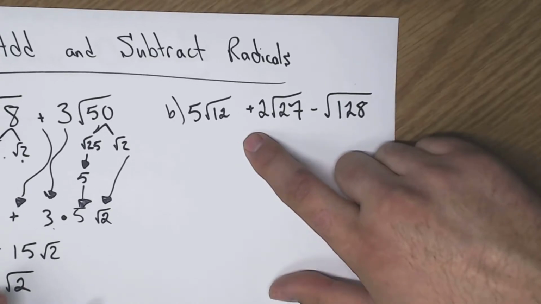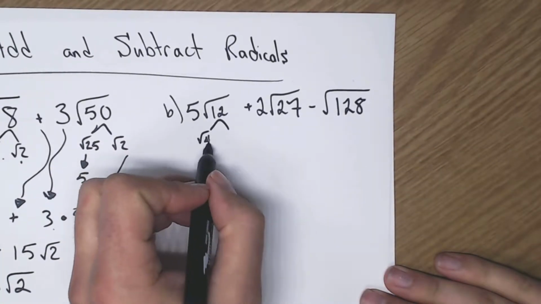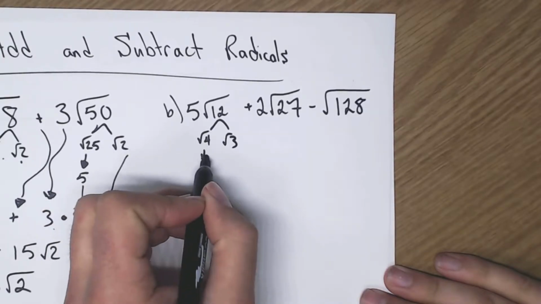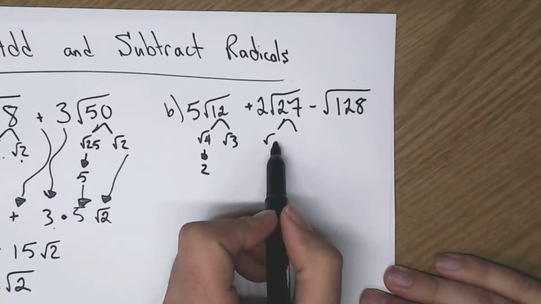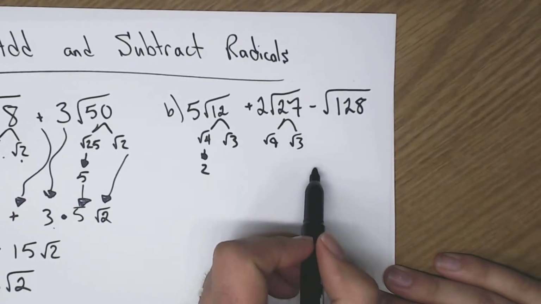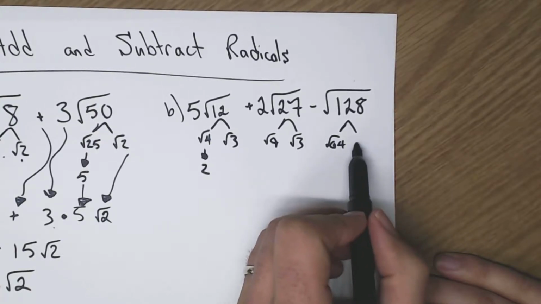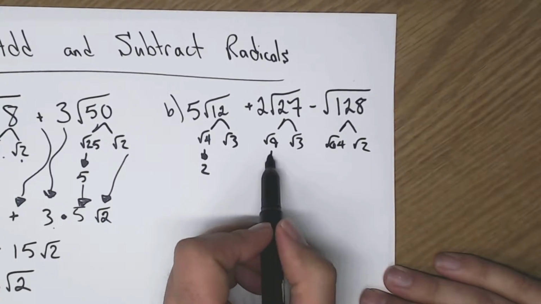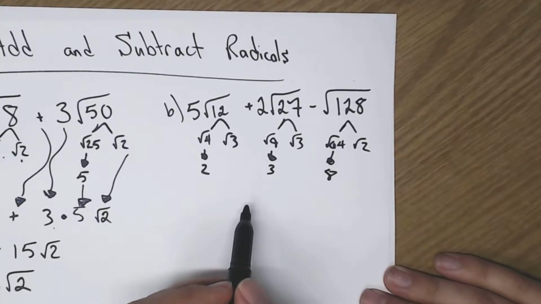We're going to come over here and do the same thing on this one. 12, does it break up? Well, square root of 4 and square root of 3. Square root of 4 is a regular 2. 27 splits up: square root of 9, square root of 3. And 128 splits up into square root of 64 and square root of 2. Square root of 9 is 3. Square root of 64 is 8.